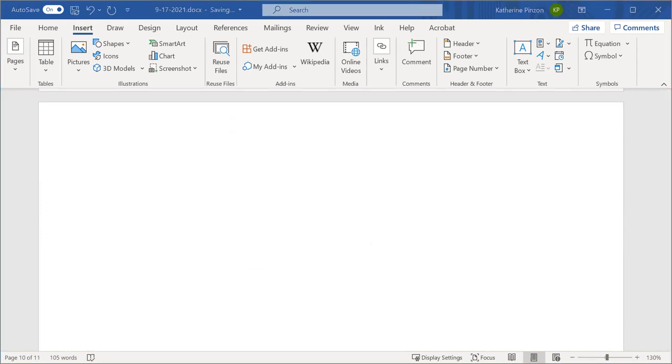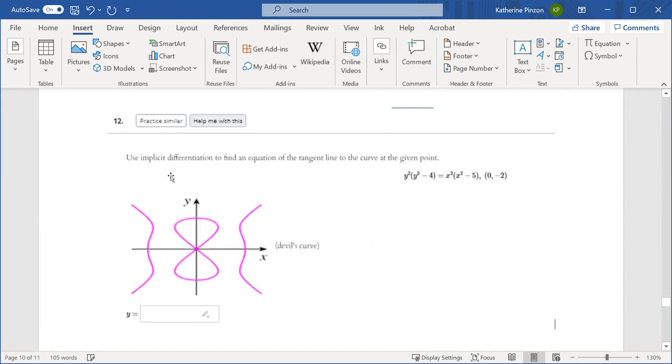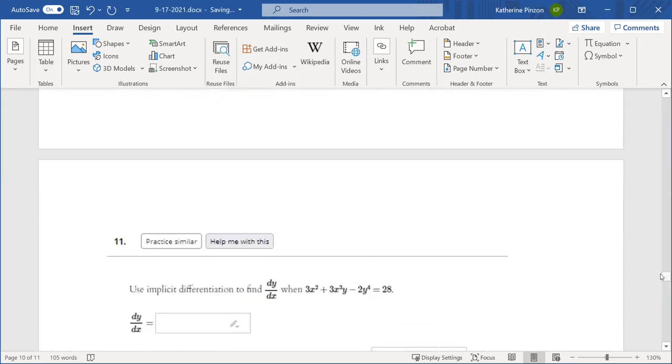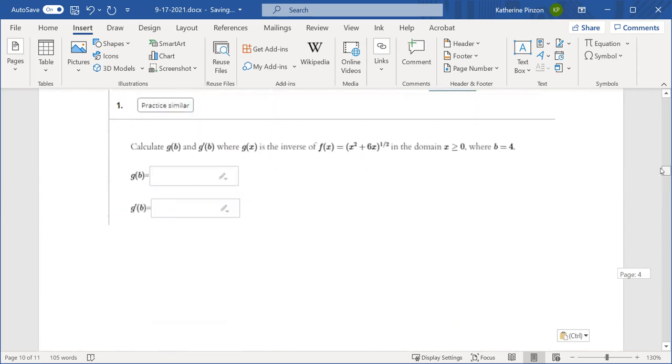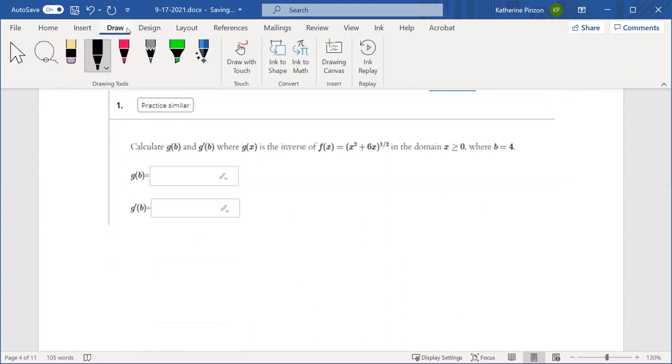Okay. All right, let's do it. 1. Okay, 1 says calculate g of b and g prime of b, where g is the inverse of this function when b is 4. So remember, inverses reverse the x's and the y's. If 4 is the x value of my inverse, then it's the y of my original function.